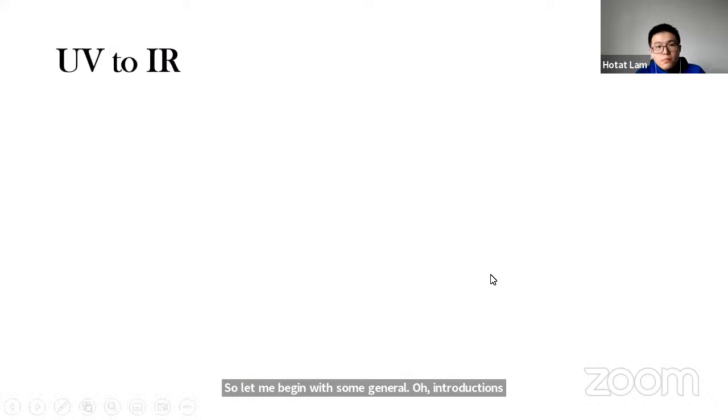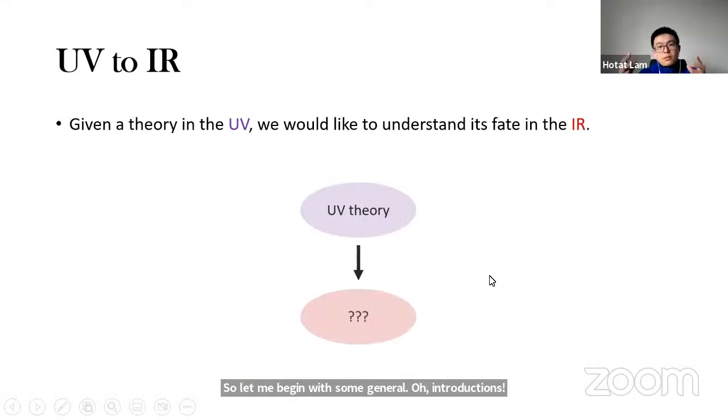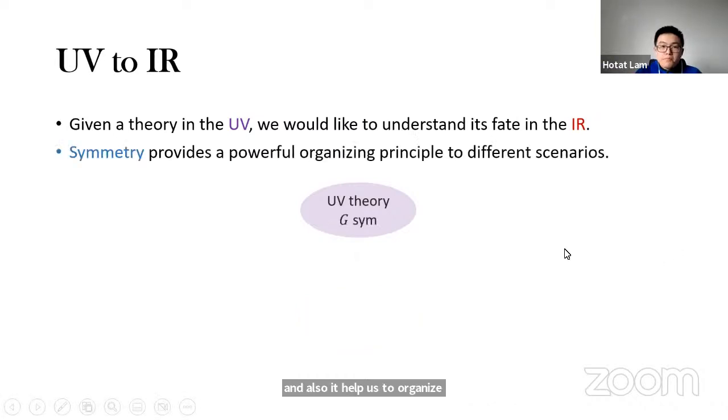Suppose we are given a theory in the UV. This UV theory can be defined by some lattice models, or it can be defined by some continuum field theories. Often we want to ask what happens to these theories in the infrared. In general, this is a very hard question because most of the time the theory becomes strongly coupled in the infrared, and there are many different possibilities that could happen. In this case, symmetry becomes a very useful tool to deduce some rigorous results about the infrared dynamics, and it also helps us to organize various possibilities in the infrared.